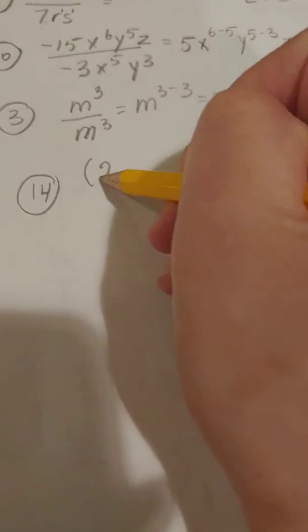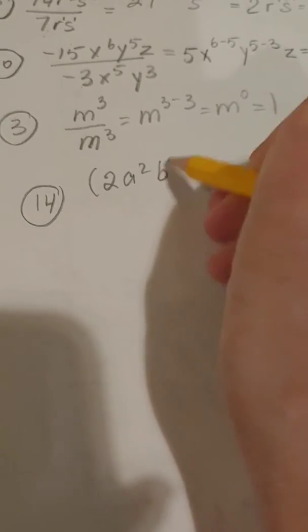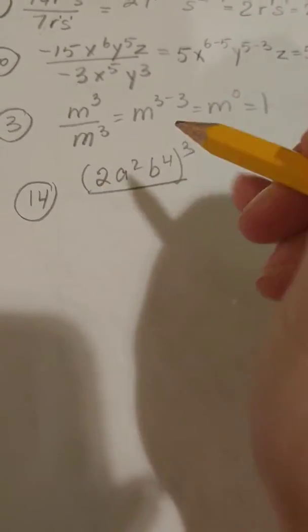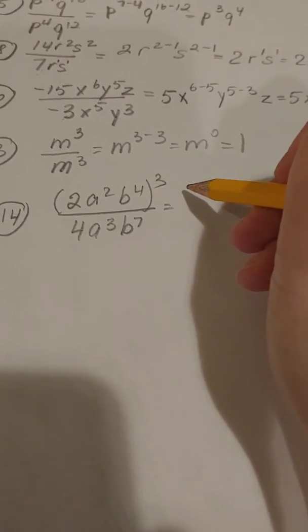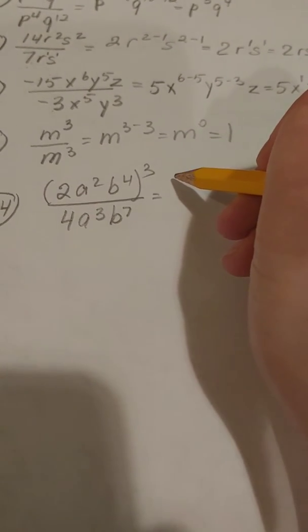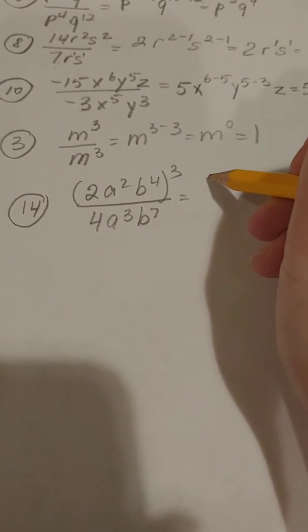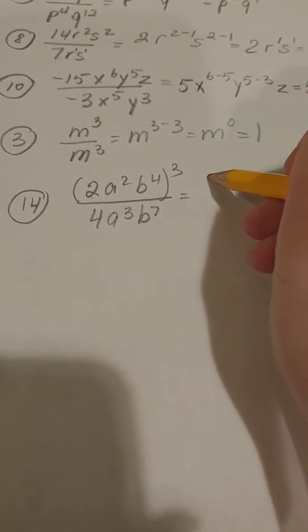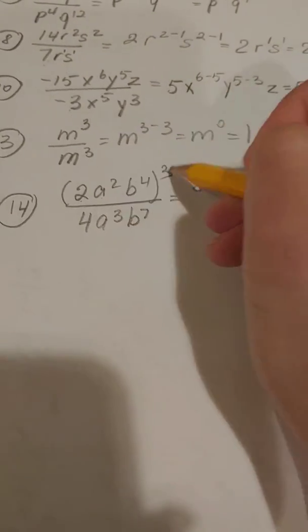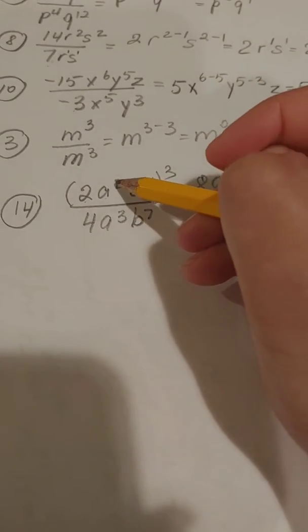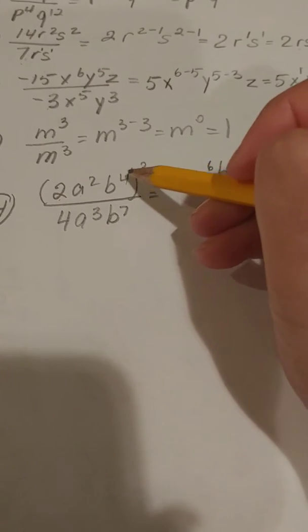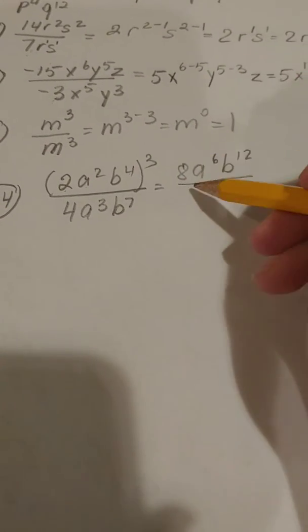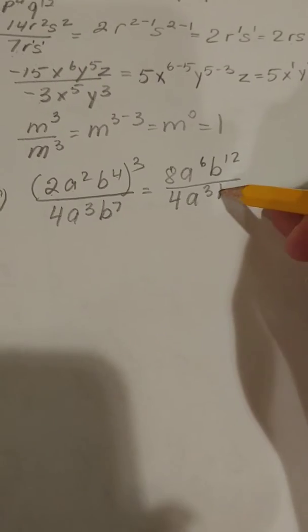On top it's 2a squared b to the 4th power, everything to the 3rd power, over 4a to the 3rd power, b to the 7th power. So for the numerator, I'm going to use the skill from yesterday. 2 to the 3rd power is 8. A squared to the 3rd power is a to the 6th power because 2 times 3 is 6. B to the 12th power because 4 times 3 is 12. And then that's what we have on the bottom.